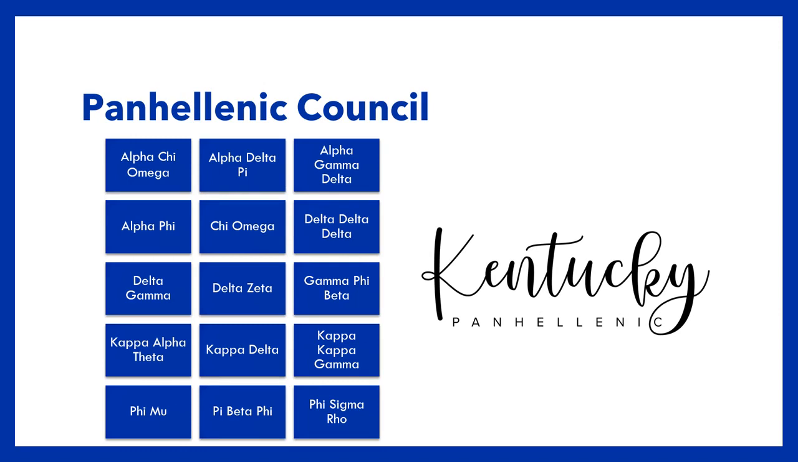So the Panhellenic Council is the governing body for the National Panhellenic Conference sororities here at UK. NPC is the umbrella organization for 26 women's groups. Of those 26, we have 14 here at UK, along with 1 associate member.